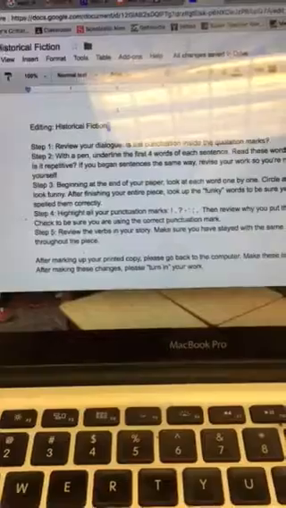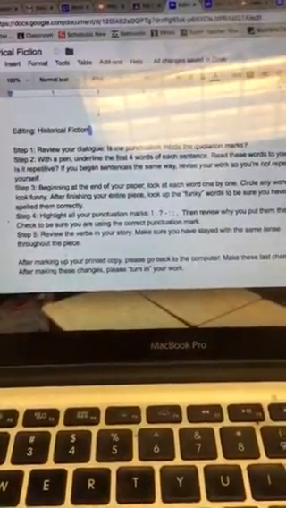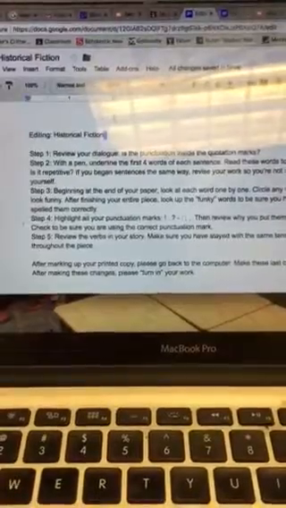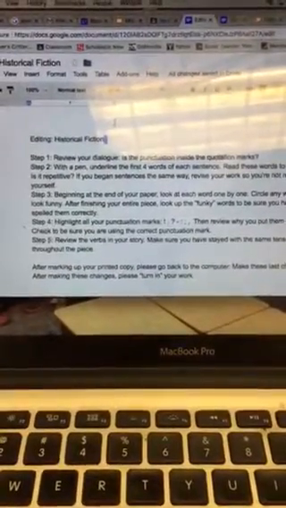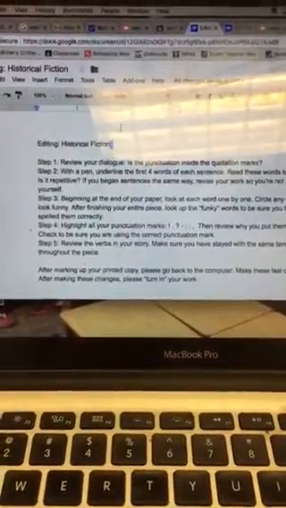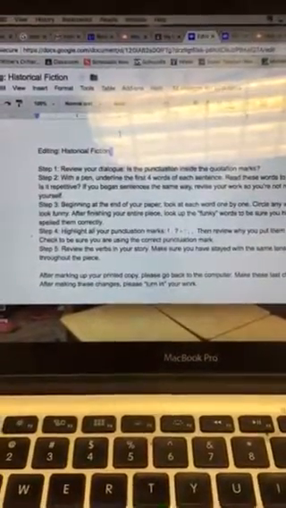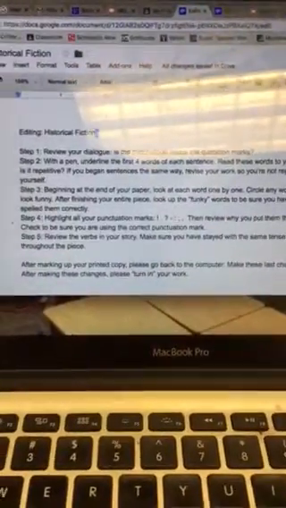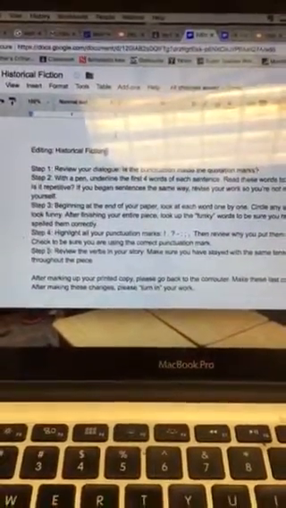Step two is take a pen and underline the first 4 words of each sentence. Read these phrases to yourself. Are they repetitive? Are you finding that you are beginning the sentences the same way? And if you are finding that, then revise your work so that you're not repeating yourself and your sentences aren't starting in the same way over and over.